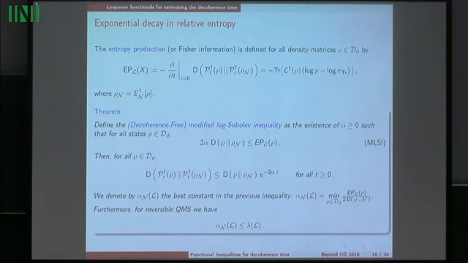We can define it in this way, and for the same reason, if this holds, then we have the exponential convergence in terms of the relative entropy. And as an additional result, we know that this is smaller than the spectral gap. And for the moment, I will not say anything about the fact that it is positive or not.